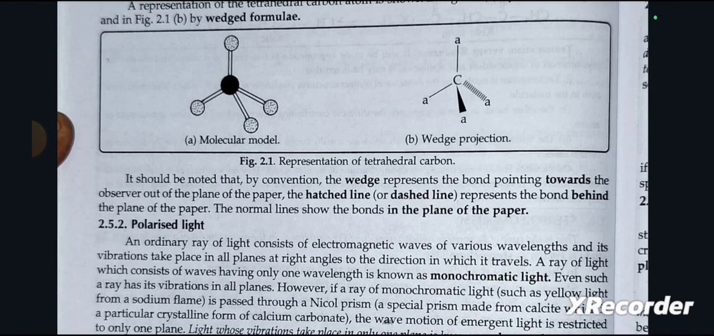Representation of tetrahedral carbon. It should be noted that by convention, in the wedge representation, the bond pointing towards the observer is out of the plane of the paper, the hatched or dashed line represents the bond behind the plane of the paper, and the normal lines show the bonds in the plane of the paper.